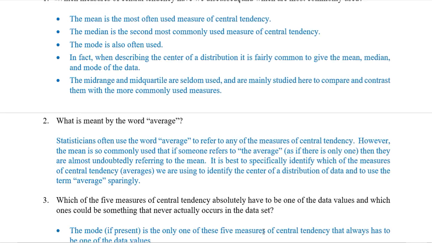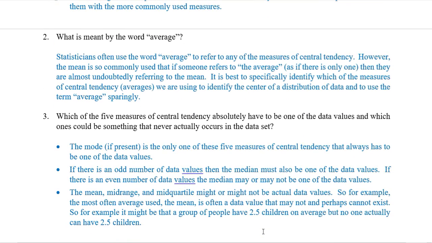Well, actually, there's only one that absolutely has to be one of the data values, and that's the mode. And of course, the mode is the one out of all of them that may not exist. Remember, the mode is the single most often occurring data value.